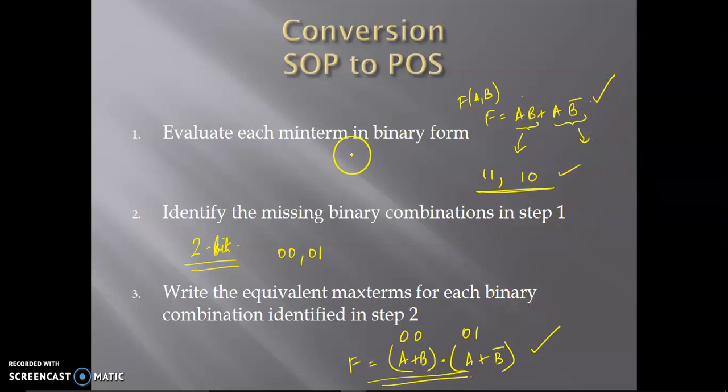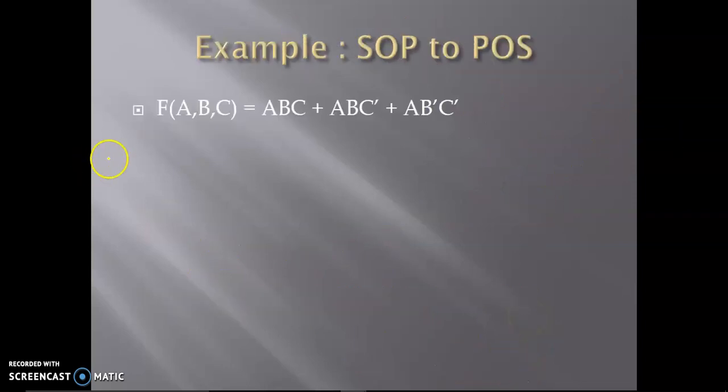So the first step is to evaluate each minterm and obtain the binary. Second step is to find the missing binary combinations from step 1. For the missing binary combinations, in the third step, you write the equivalent max terms, and that is your final answer. As simple as that. Let us take another example. F of ABC is equal to ABC plus ABC bar plus AB bar C bar.